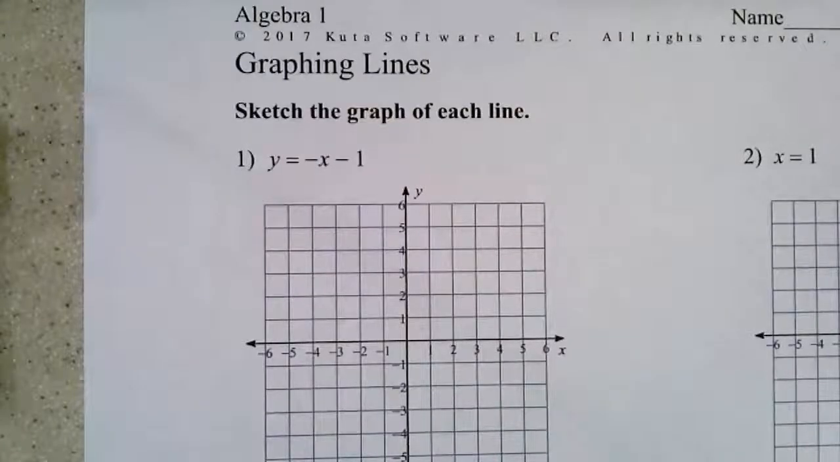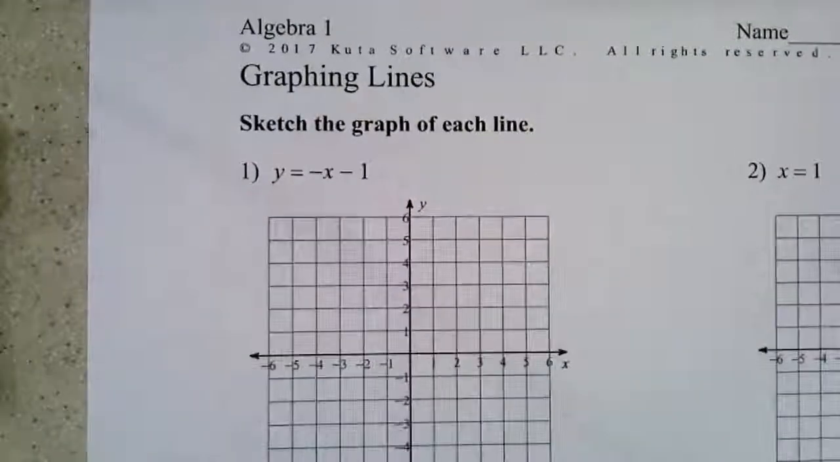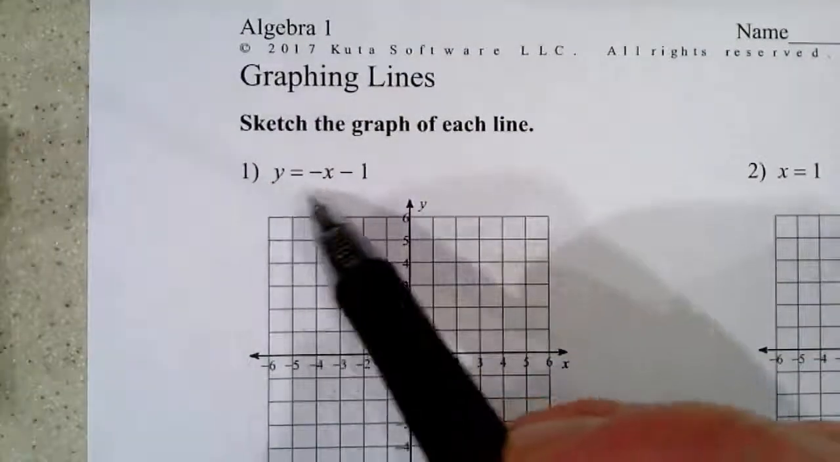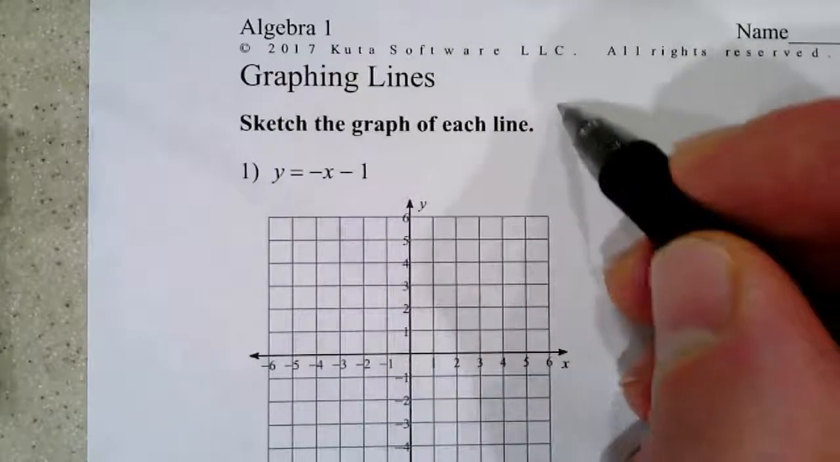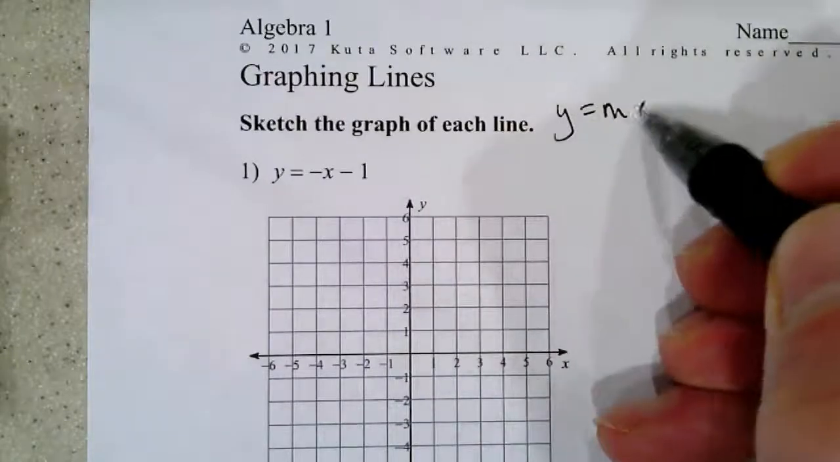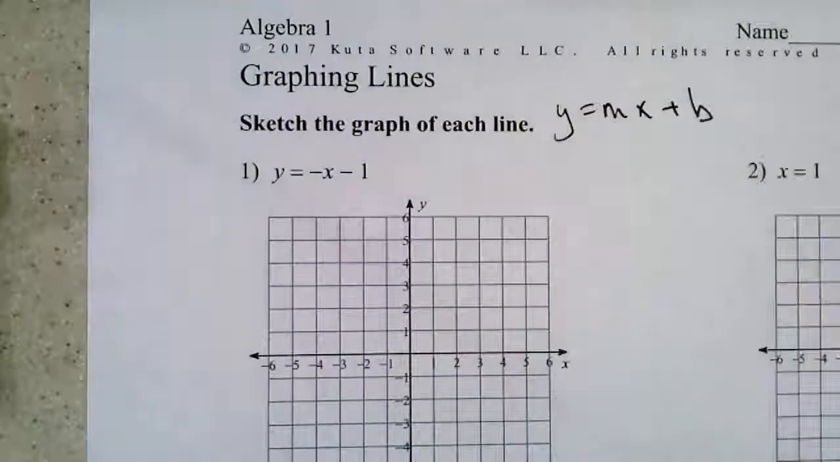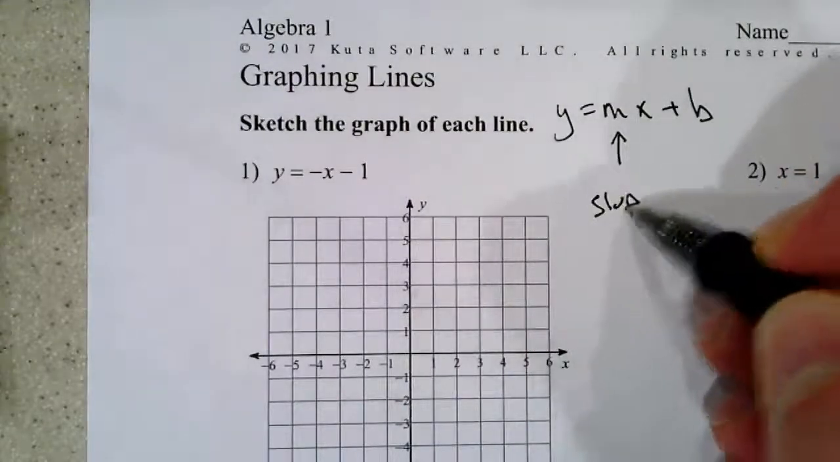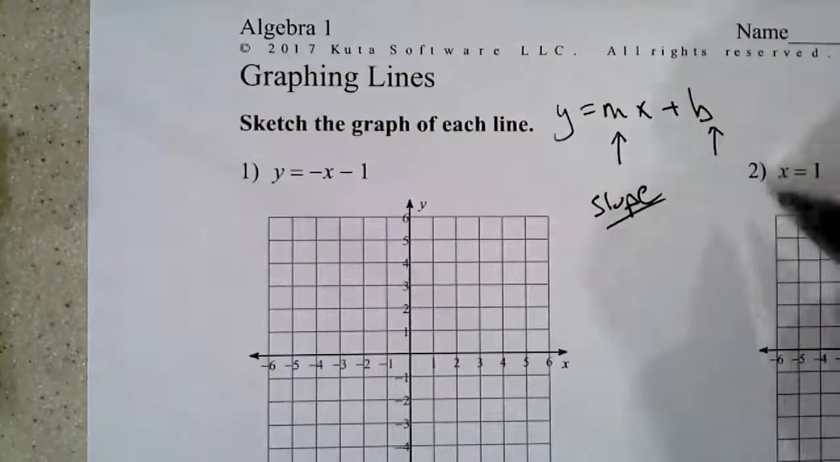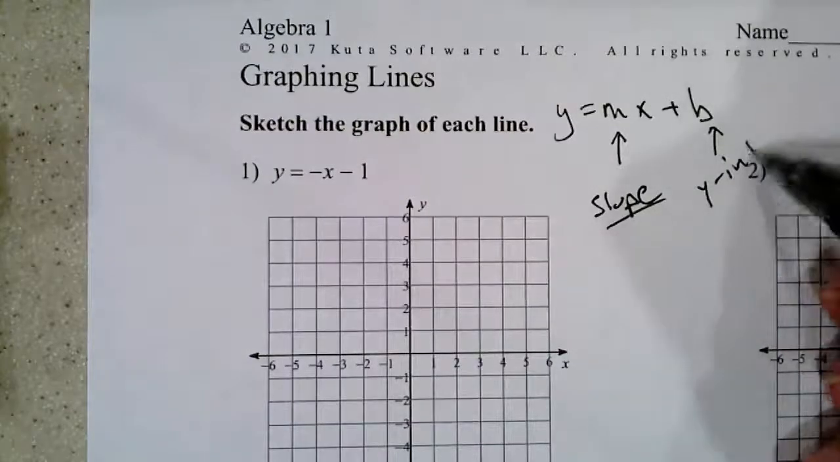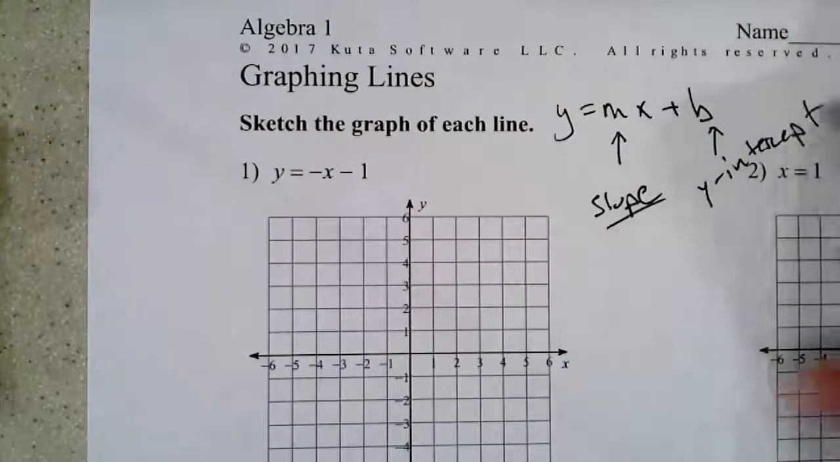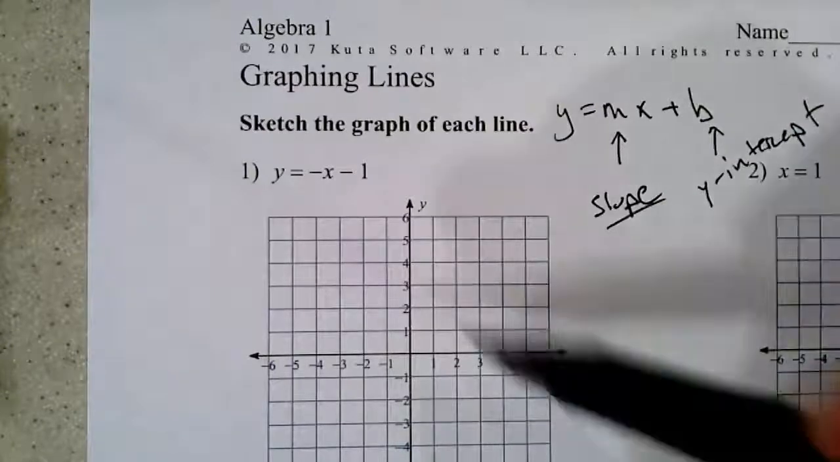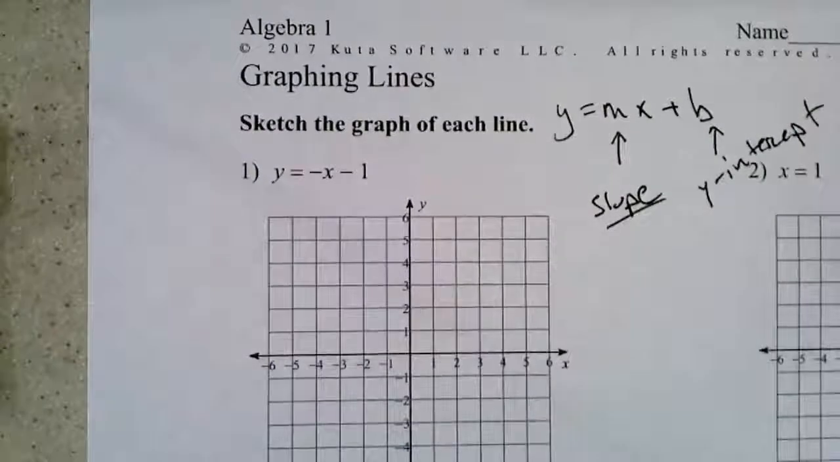Alright, here we're going to be sketching graphs of lines from their equations. These equations are all in slope-intercept form, which you'll recall is y equals mx plus b, where m is the slope of the line and b is the y-intercept, the place where the line crosses the y-axis.